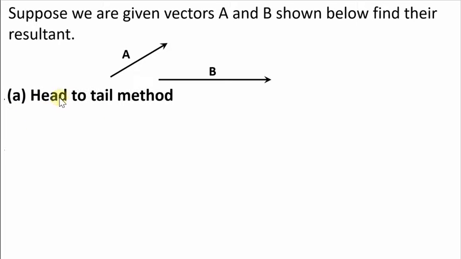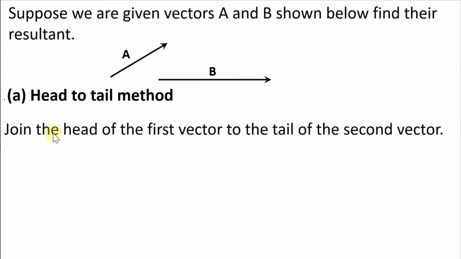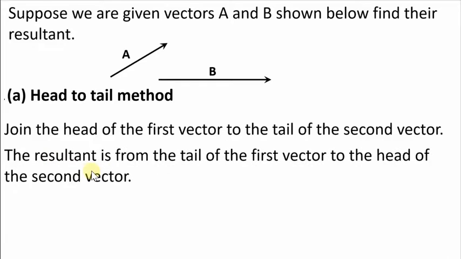We have method 1, what we call the head to tail method. So what is the head to tail method? Under this method, you join the head of the first vector to the tail of the second vector. Meaning that if this is the first vector, you get the tail of the second and put it here like that. We are saying the resultant is from the tail of the first vector to the head of the second vector.